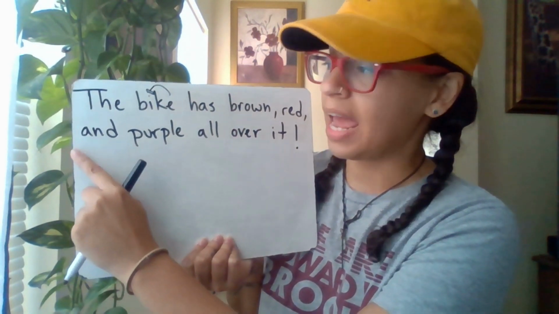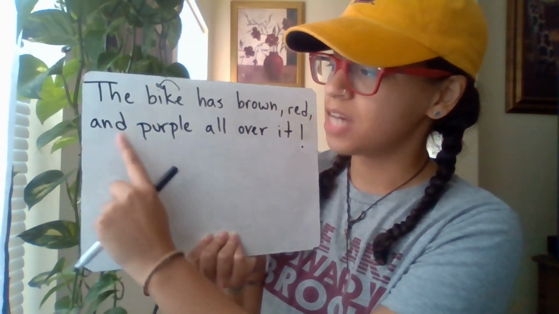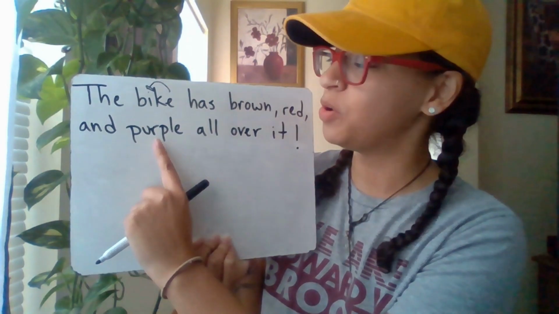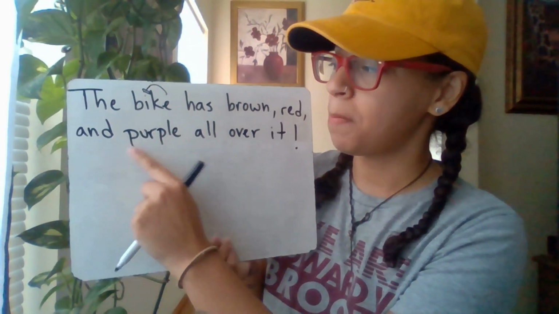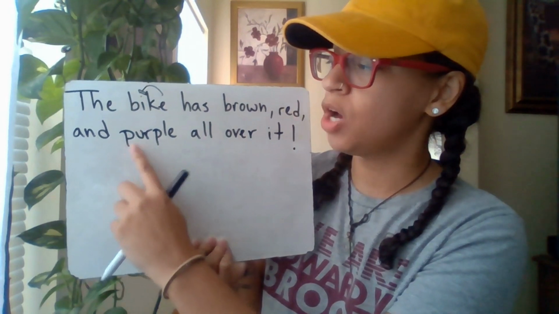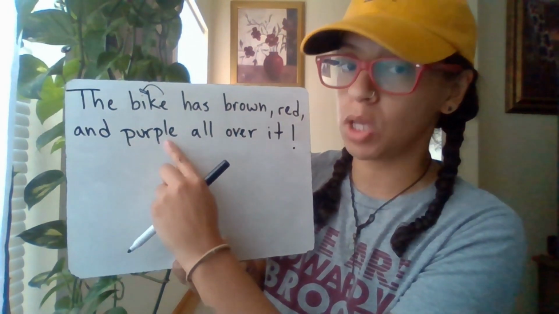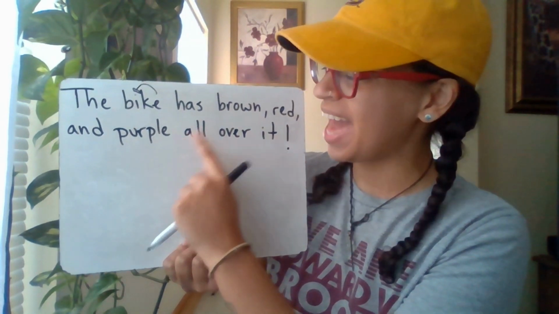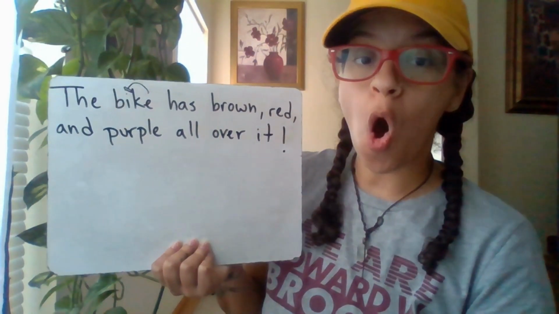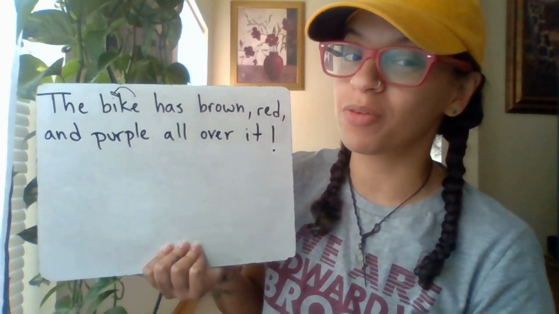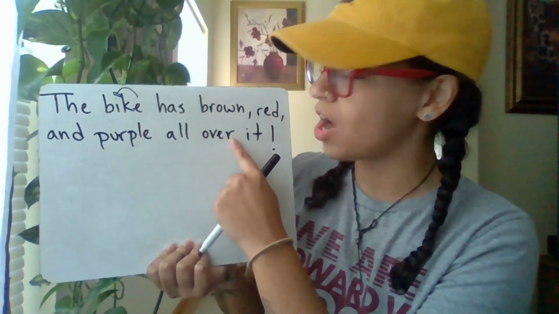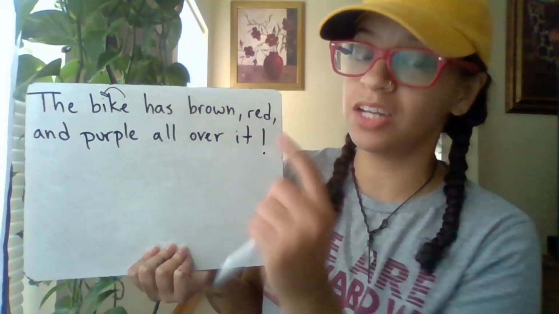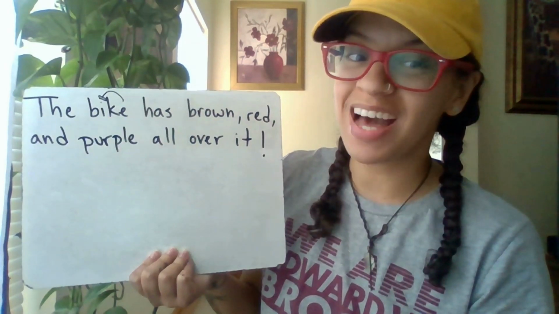And is a heart word, A-N-D, and purple, heart word, P-U-R, R control vowel, P-L-E, purple. You can also sound it out, purple, purple. All, another heart word, A-L-L, all. Over is definitely a heart word we've gone over, O-V-E-R, over. It, another heart word. I believe this is a kindergarten heart word, so hopefully you got that right.